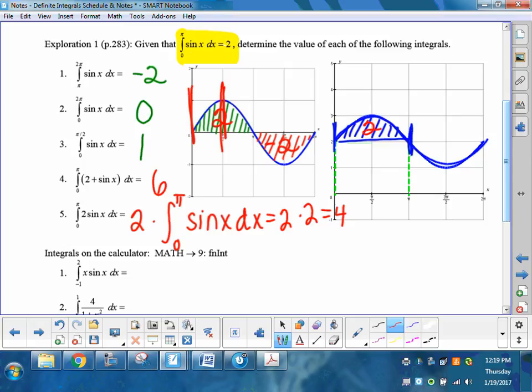How big is this rectangle down here? Sorry, it's not a rectangle. What is it? I even have the wrong thing down, I think. I do. How high is this? How wide is it? So what's the area of this? 2 pi. So what's the area under that curve going to be?